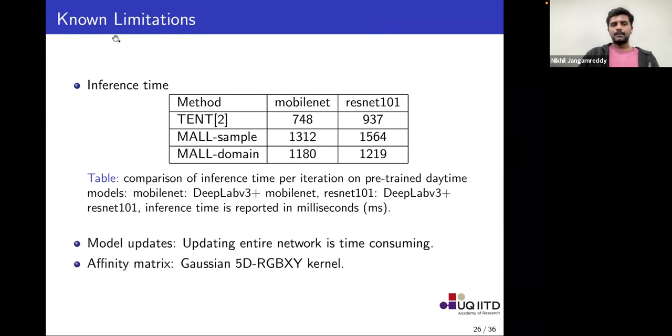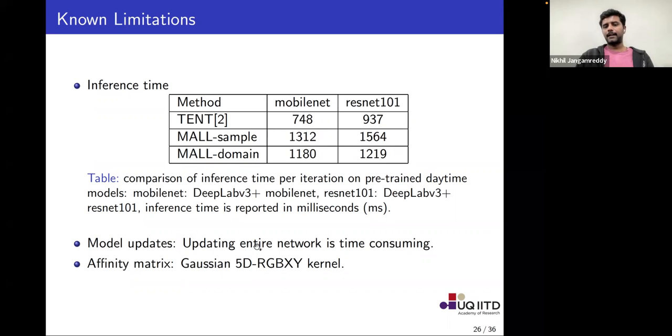So the known limitations of the current work are with respect to inference time. Comparing the inference time of the TENT approach and our approach, we can see that there is a difference of around 600 milliseconds. The numbers are shown in milliseconds, for each iteration, of how much time TENT takes and Mall Sample and Mall Domain take. For Mall Sample, we have around 600, which is 0.6 seconds more than TENT. So this is one of the known limitations of the current work.